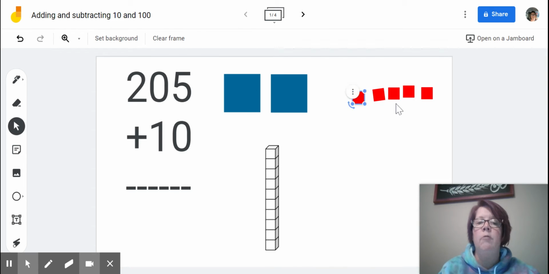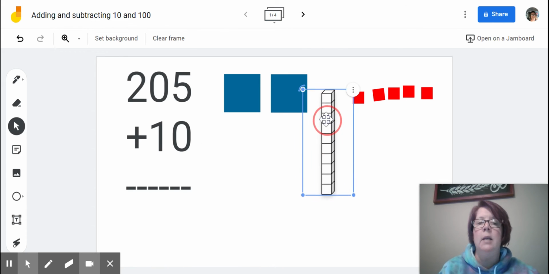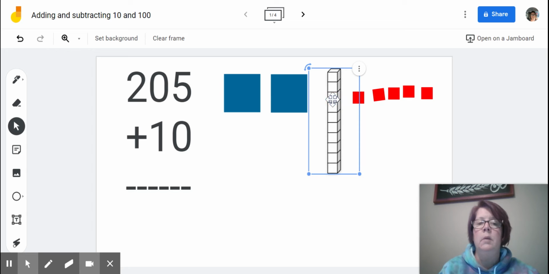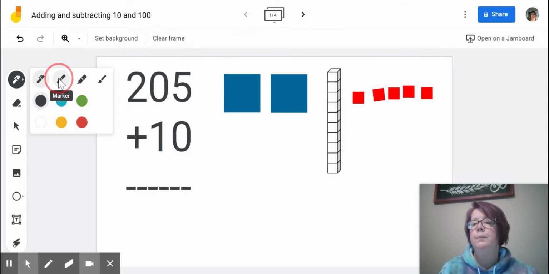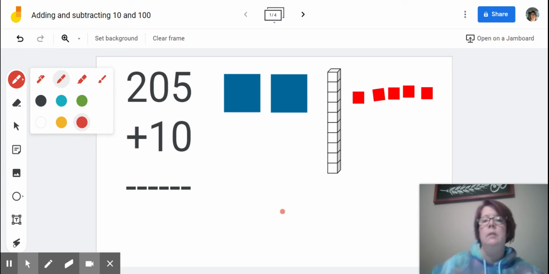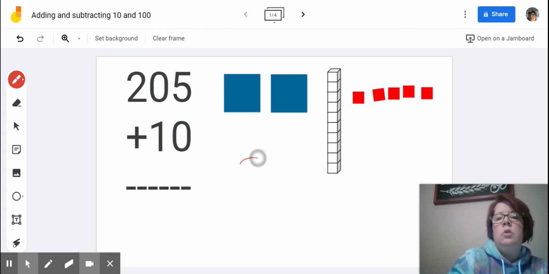So 205. And we're adding 10. So we're going to add this 10 cube to it. So now we have 5 ones, 1 10, and 2 hundreds. So if we were going to write that number, we could use the pen and we could write it 200. We have 1 10 cube and we have 5 ones.